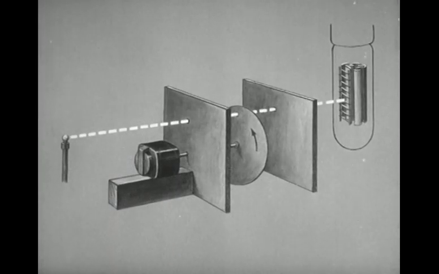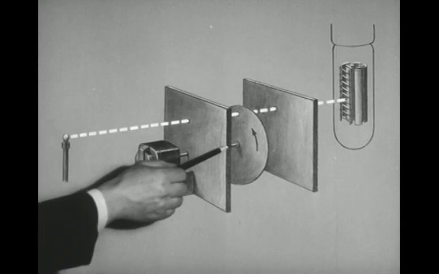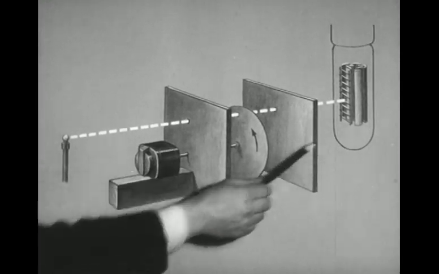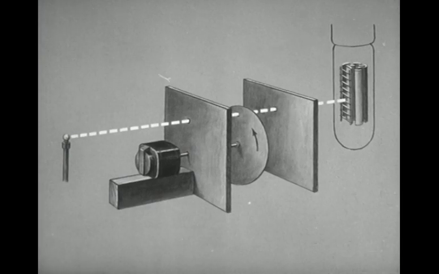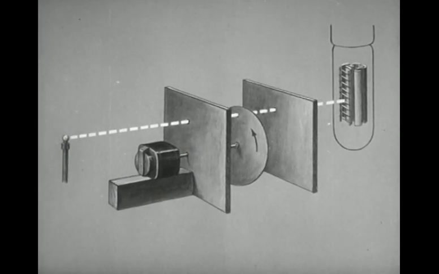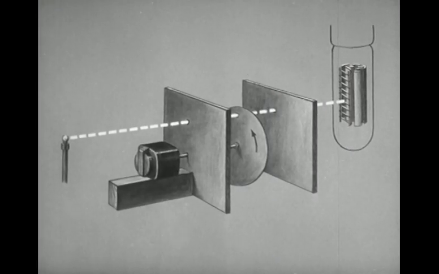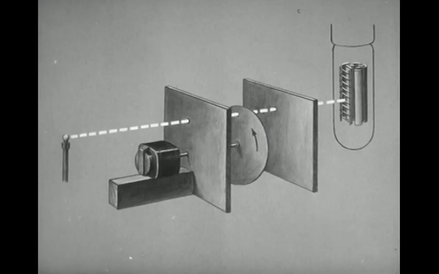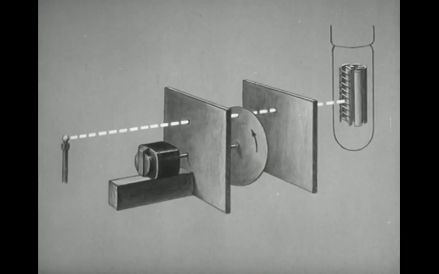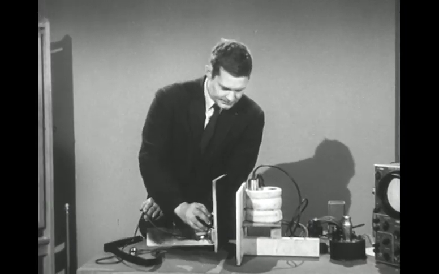Here's a drawing of the apparatus. Here's the light source, the shutter, and the photomultiplier. Light will reach the photomultiplier only when the holes in the shutter line up. This will happen for a brief instant during each revolution of the disc. What we are going to do is look for a delay in the emission of photoelectrons after the light strikes the photomultiplier.